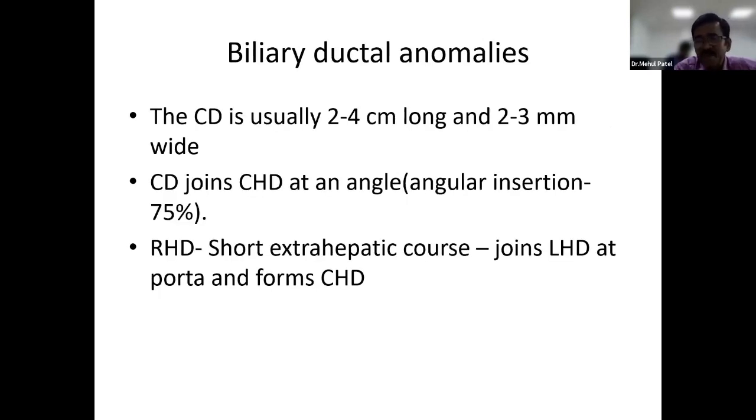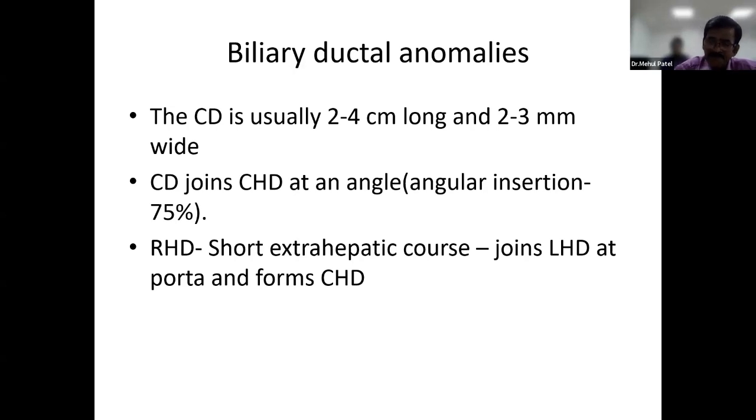Then the extrahepatic biliary system is another important area where there are a lot of anomalies. The normal cystic duct is about 4 centimeters long and 2 to 3 millimeters in diameter. And this cystic duct joins the common hepatic duct at an angle in about 75% of cases. The right hepatic duct has a short extrahepatic course and joins the left hepatic duct to form the common hepatic duct. These are the normal anatomy we see in the portal area.